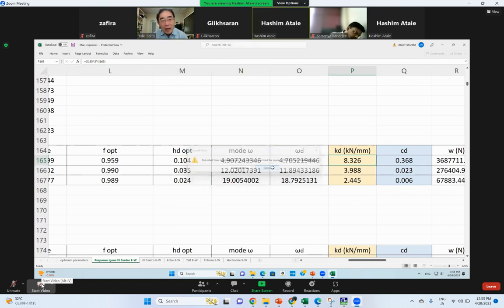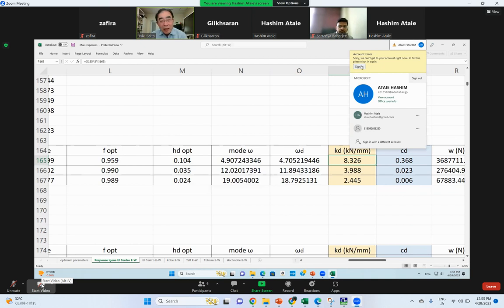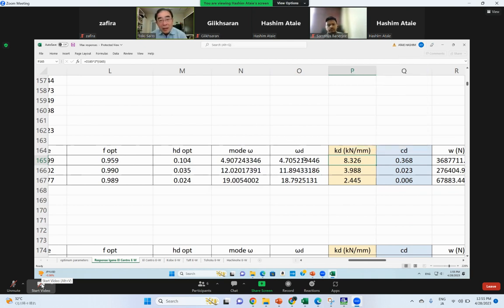So omega is not the first mode. If you put the TMD in the middle, you use the frequency of the second mode. And the third mode also uses the frequency of the third mode. Okay.